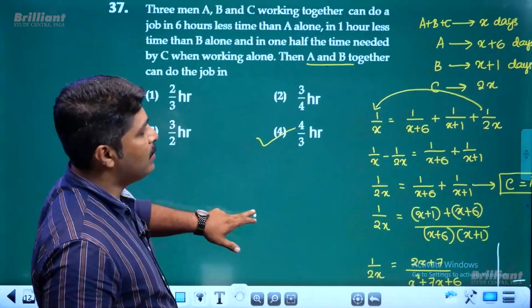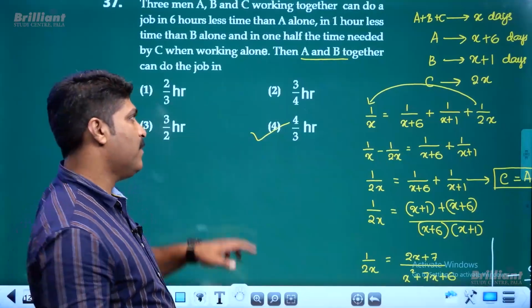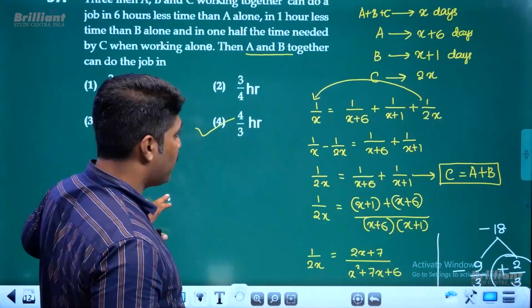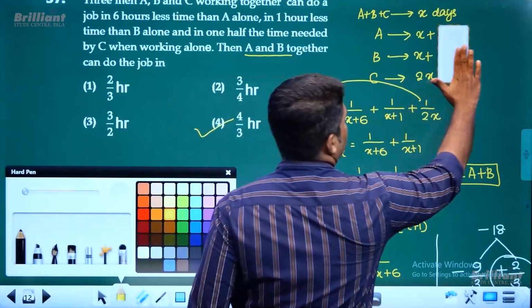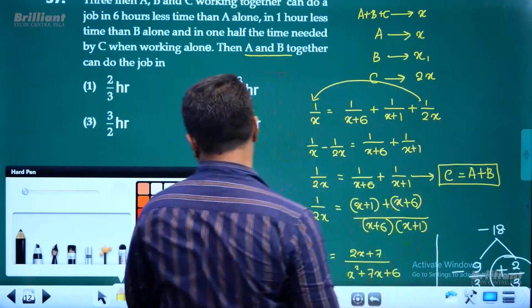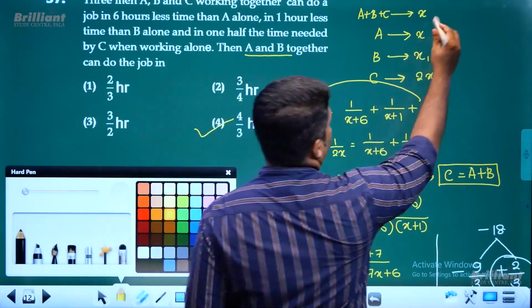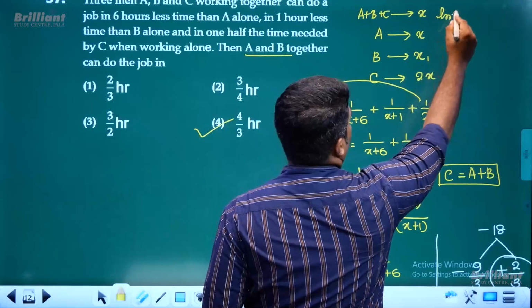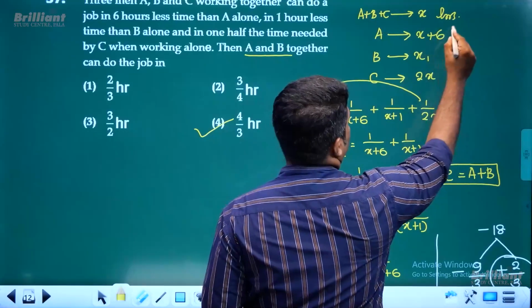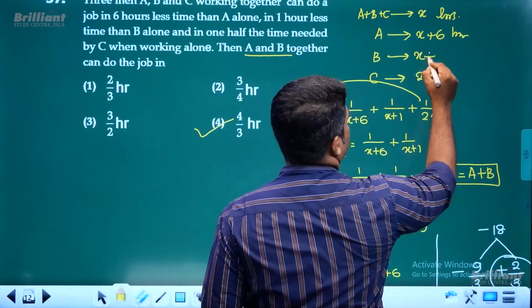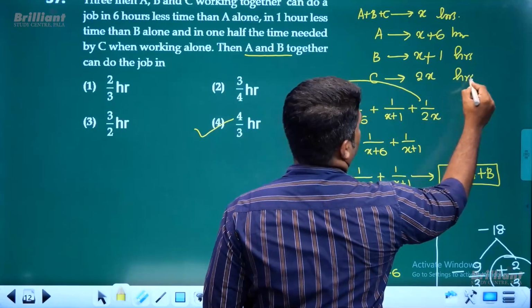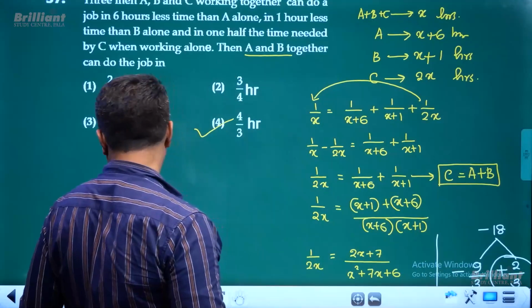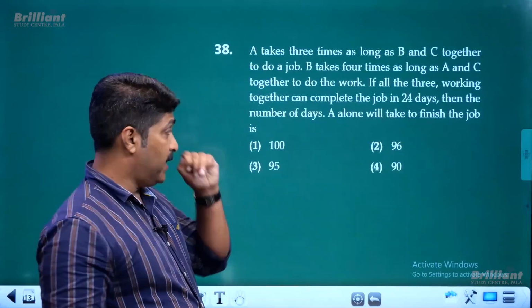So it's a very important kind of approach towards this type of question. Here all these things are hours only, not days. Got it? Not days. So therefore how we can write, this is x hours, this is x plus 6 hours, this is x plus 1 hours, this is 2x hours. Clear? Now consider the next question.